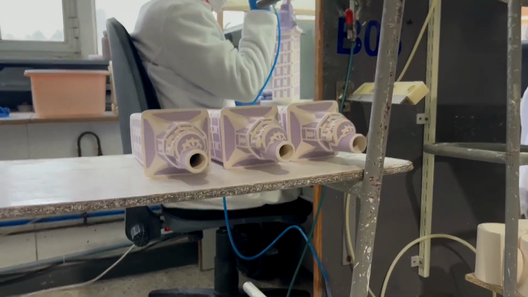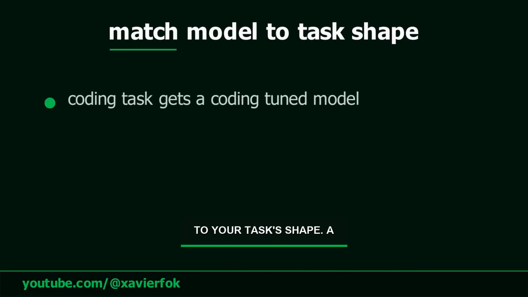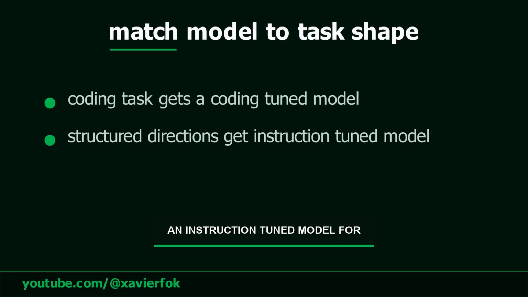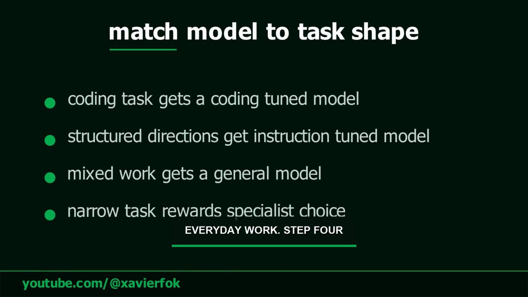If your task is varied, a good generalist is the safer pick. So match the model specialty to your task's shape. A coding-tuned model for coding, an instruction-tuned model for following structured directions, a general one for mixed everyday work.